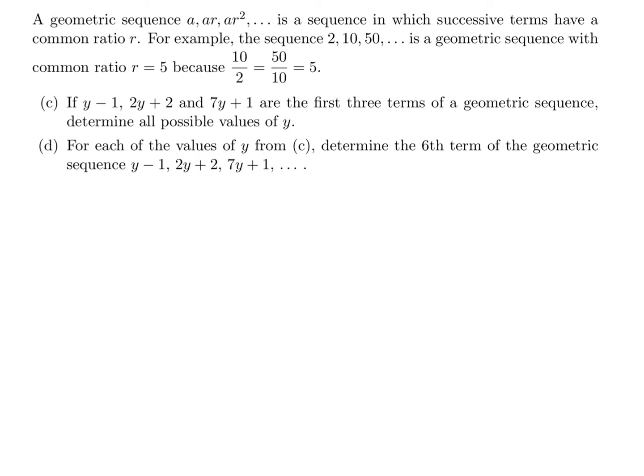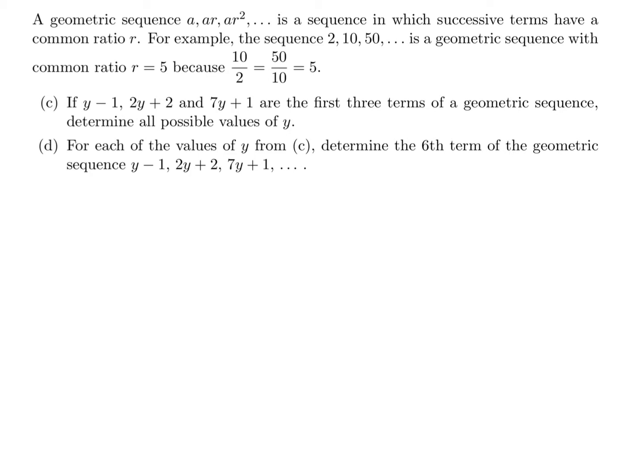And keeping it going, a geometric sequence, a, ar, ar squared, is a sequence in which successive terms have a common ratio r. For example, the sequence 2, 10, 50 is a geometric sequence with common ratio r equals 5, because 10 divided by 2 is equal to 50 divided by 10, which is 5. If y minus 1, 2y plus 2, 7y plus 1 are the first three terms of a geometric sequence, determine all possible values of y.